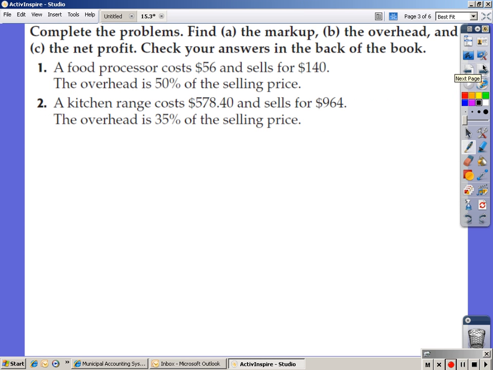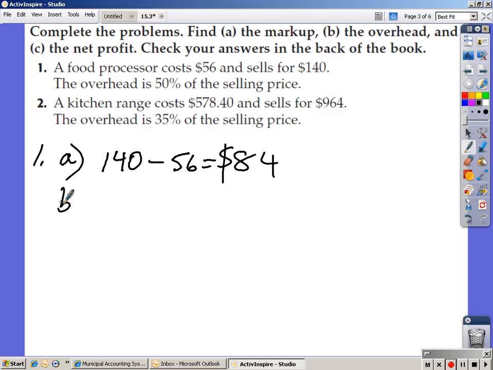Let's go ahead and look at problems 1 and 2. Go ahead and try these on your own. Press pause while you're doing so, and press play when you're ready to see it worked. All right, so let's take a look at these. Number 1 says the food processor costs $56 and sells for $140. The overhead is 50% of the selling price. They first want us to find the markup. Okay? So in order to find the markup, we need to take 140 minus 56. Okay, plug that in. 140 minus 56 is 84.